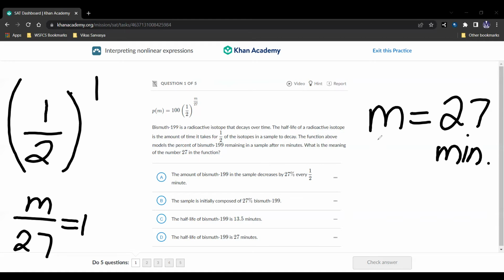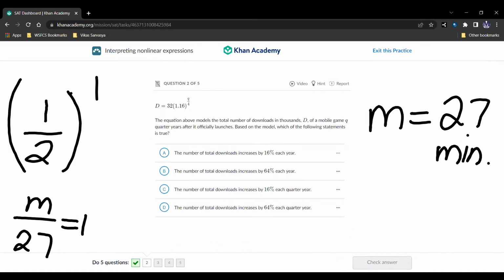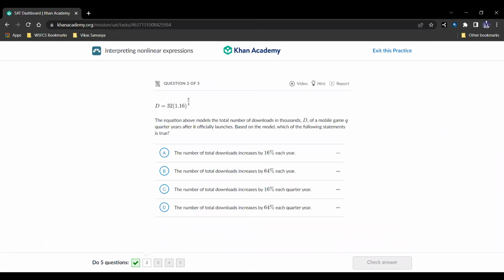After 27 minutes, it's going to be 100 times 1/2 to the 1, which is going to be 50, which is half of what you started with. So the half-life is 27 minutes. So therefore, the answer is D. The half-life of bismuth 199 is 27 minutes. Let's keep going. All right, question 2, and it is D equals 32 times 1.16 to the power of Q over 4.